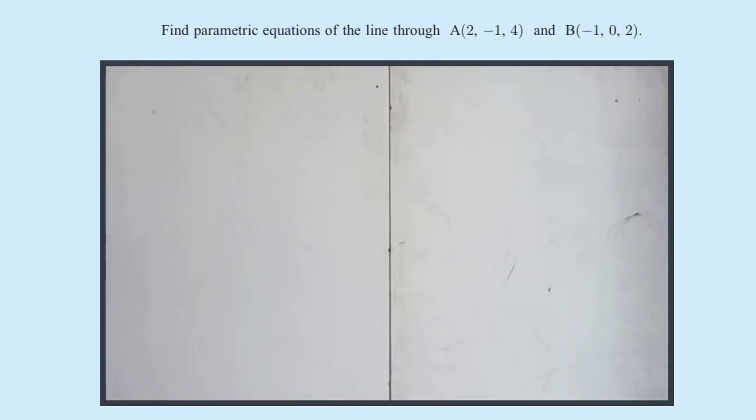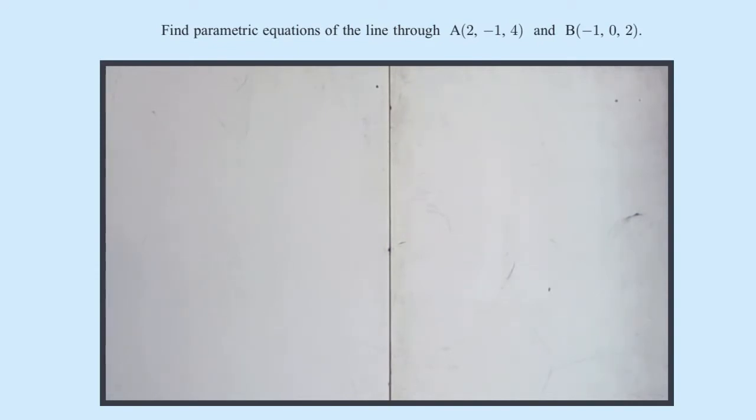So for a vector equation, you need a position vector of a known point on the line. We have two options. You can use A or you could use B. When I say you could use A, I mean the position vector of A. So A, the coordinates written as a vector. So you've got two choices for a position vector of a point on the line. And then you need a vector parallel to the line.